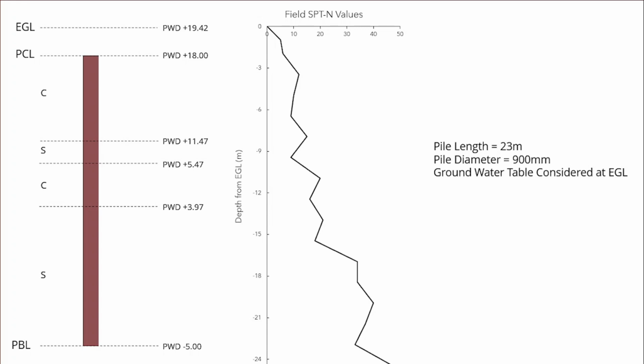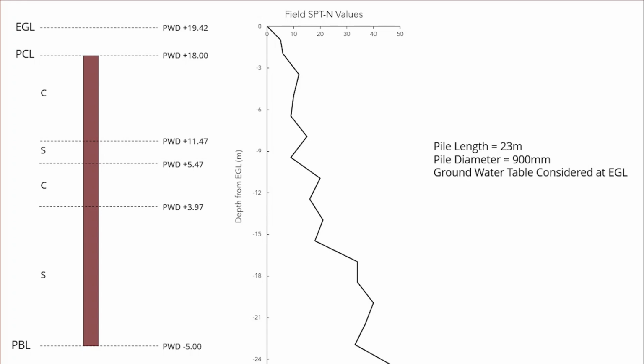A 23-meter pile has been prescribed underneath a treated water reservoir. The whole structure will be underground, and that's why the pile cutoff level will be significantly lower than the existing ground level. The reduced levels of the different points have been provided on the screen, as you can see, and the soil data has also been shown.